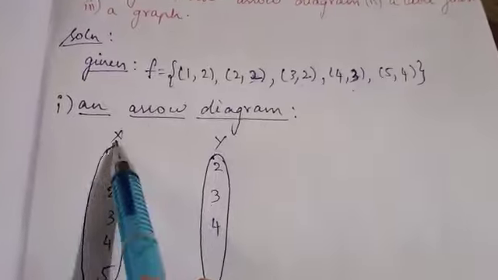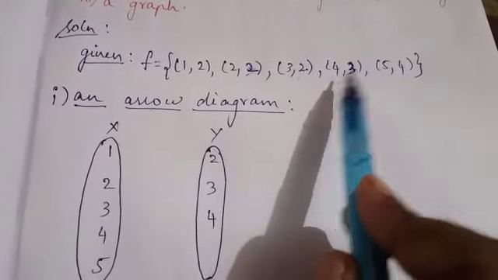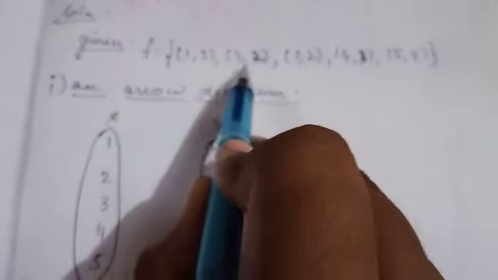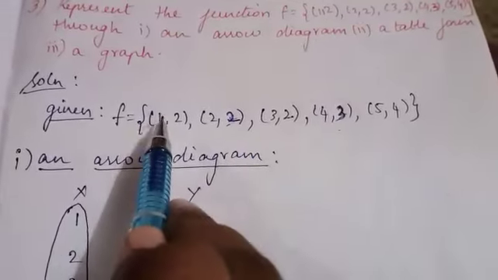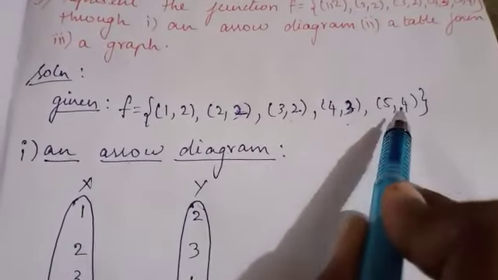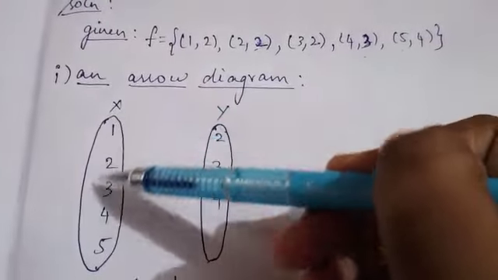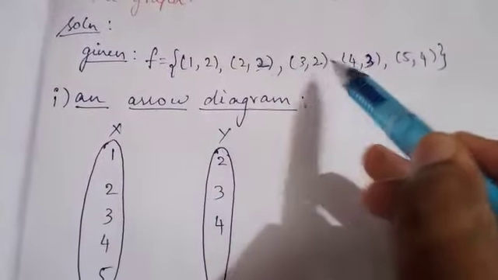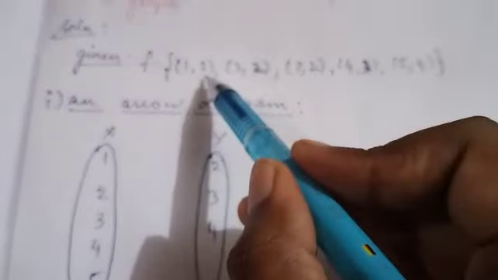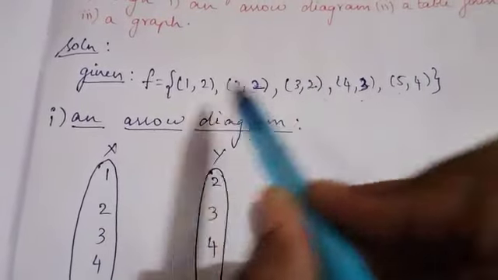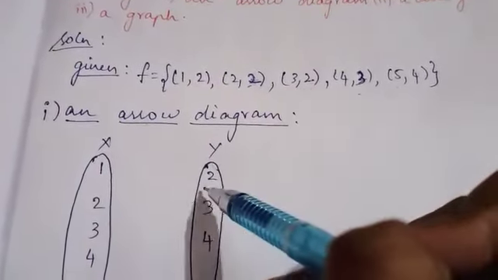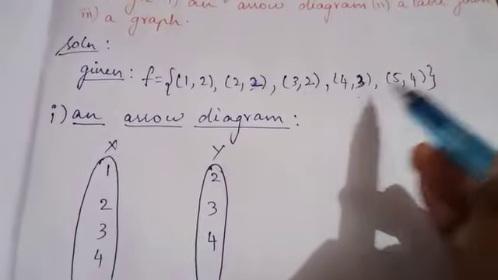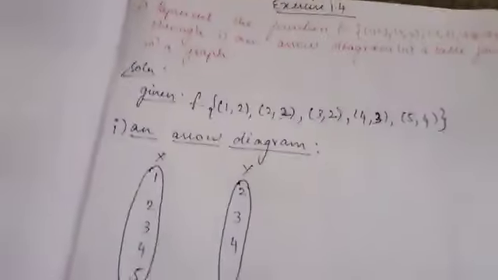So, the arrow diagram. The first element of the ordered pairs represents x, right? So these first elements represent x. That is 1, 2, 3, 4 and 5. So I have written it in the set x: 1, 2, 3, 4, 5. And the second elements represent the set y. So what are the elements we have? 2, 2, 2. Since we have three 2's here and repetition is not allowed in a set, I have written it once. And 3 and 4. Now we have to do the mapping.